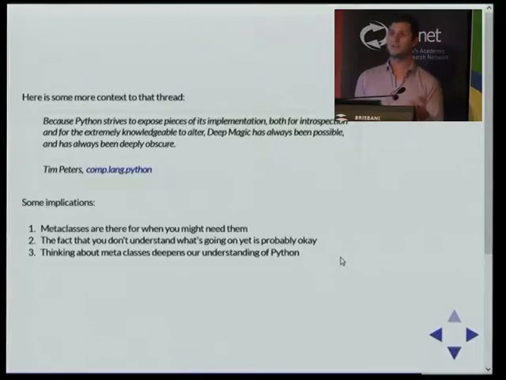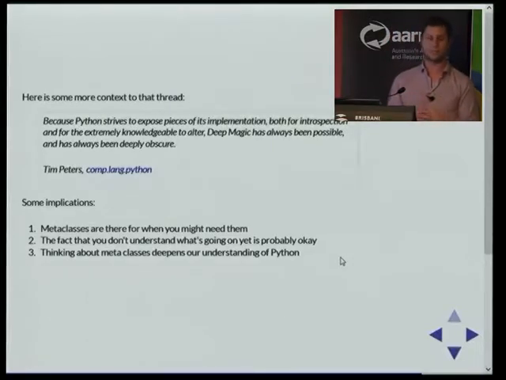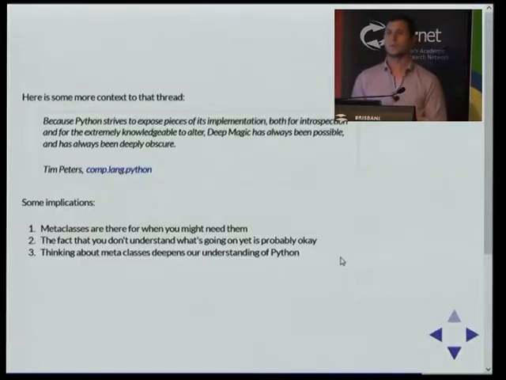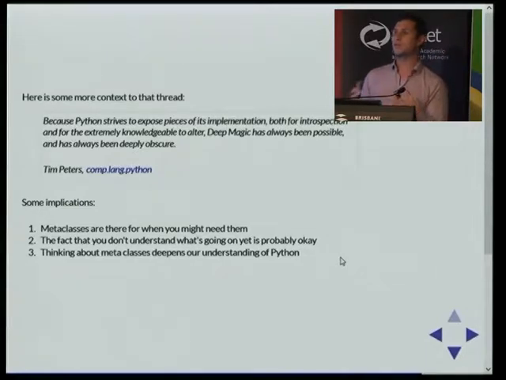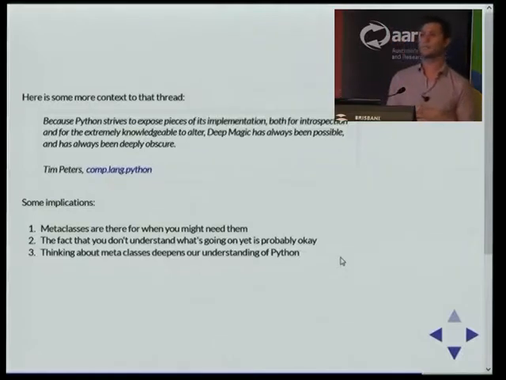And so I think from there you can pull out three implications. One of them is that metaclasses are there for when you might need them. So if you want to develop some sort of plugin infrastructure for yourself, and the fact that you might not understand quite what's going on right now when you see these terms is probably okay. But it is complex. And the third thing that I've drawn from it is that thinking about metaclasses can deepen our understanding of Python.